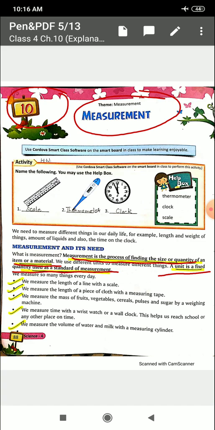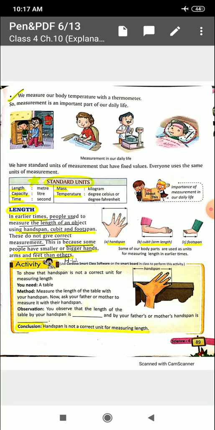Children, the term volume or capacity is basically used for liquids only. So we say mass for solids and capacity for liquids. Then we measure our body temperature with the thermometer. You must have observed that whenever you have fever, your mother uses the thermometer to measure the body temperature. So these are the practical applications or uses of measurement in our daily life.